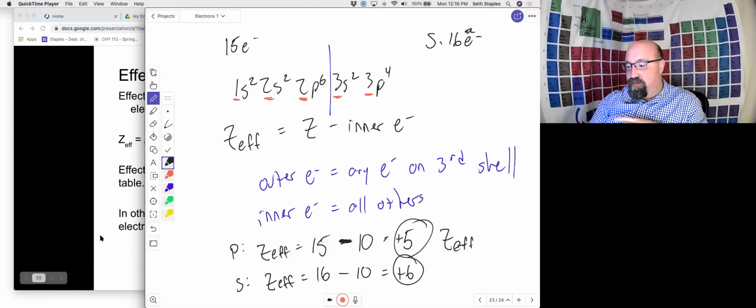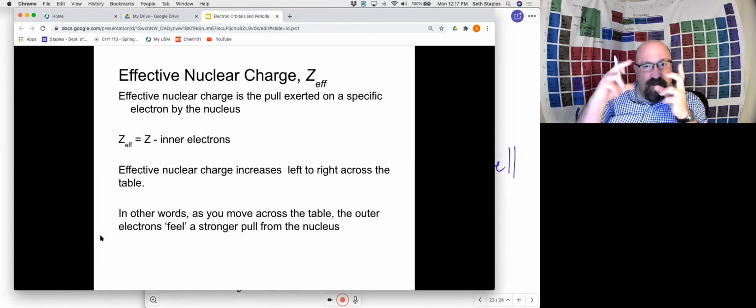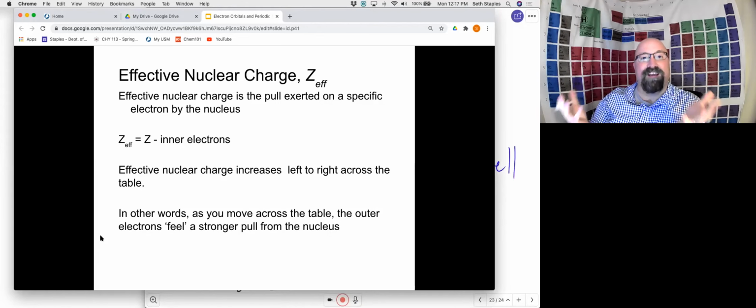The other way to think about it, so this is how we would think about it quantitatively, by actually just calculating Z effective. The other way to think about it is that as you move, for instance, from phosphorus to sulfur, phosphorus has 15 protons holding in 15 electrons. Sulfur, 16 protons holding in 16 electrons. So there's a little bit more of a pull. There are more plus minus interactions on sulfur compared to phosphorus, so there's a little bit more of a pull exerted by the nucleus. So Z effective increases as you move left to right.